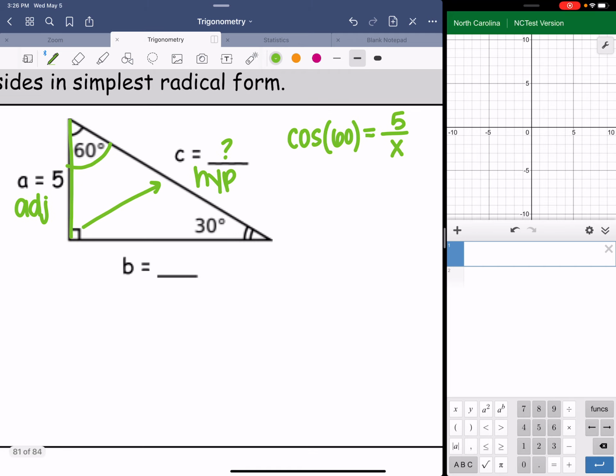Again, just getting x by itself, we're going to do times x on each side. That means they cross out on the right, and we have x times cosine 60 equals 5. Getting x by itself, we need to divide by cosine 60 on each side of that equation.